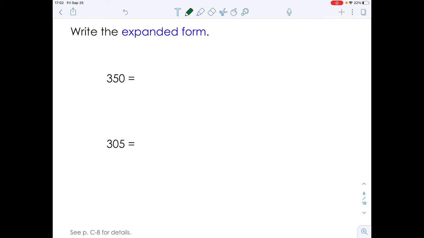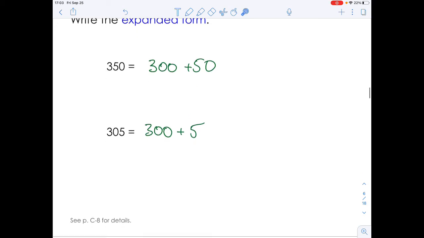And now try these. Be careful not to get tricked. 350 would be 300 plus 50. I don't need to write the plus 0 part. 305 would be written as 300. I have 0 tens, so I don't need to write that down, plus 5. So there's a slight difference here between the two. We have 300 plus 50 and then 300 plus 5.